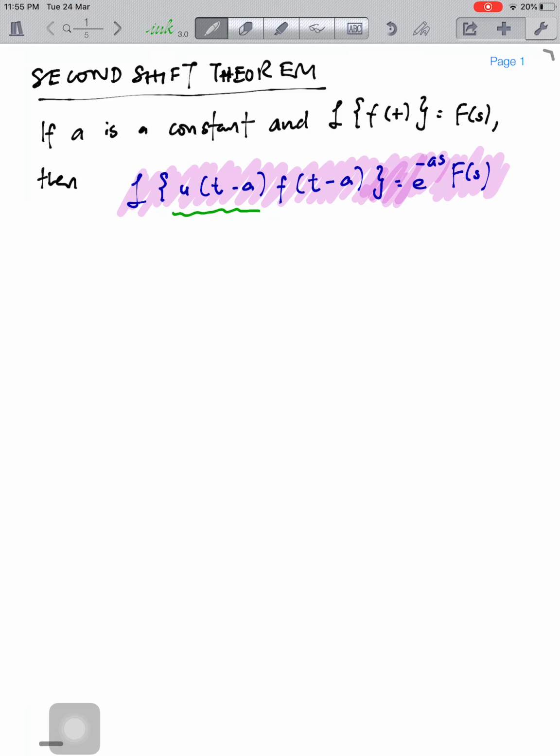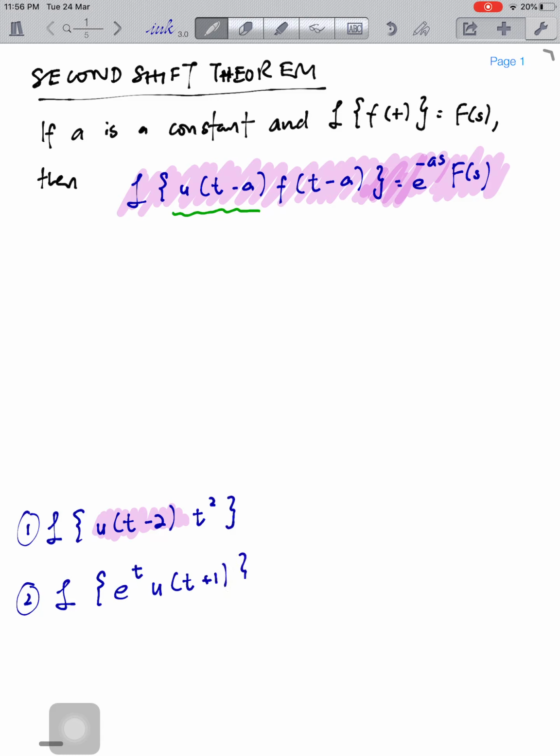Alright, so we are going to use this theorem for cases like this. For example, let's say I have Laplace of u(t minus 2) multiplied by t squared. Because of the function u(t minus 2), which is a unit step function, and it's a product with the t squared, automatically this is going to be done by using the second shift theorem. And as a second example, let's say I have Laplace of exponential t multiplied by u(t plus 1). This can also be done by using the second shift theorem.